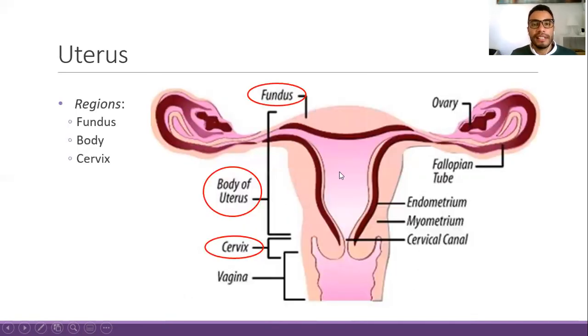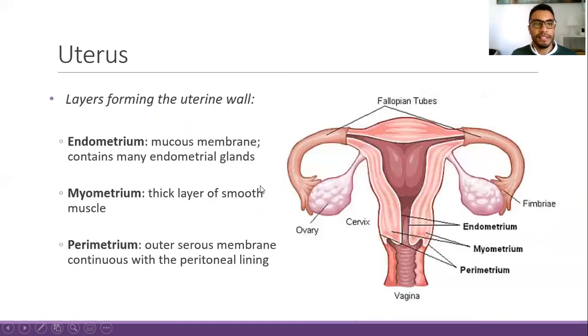The uterus has some regions. The superior region is called fundus. This area here is called the body of the uterus, and the most inferior region is called cervix. So the cervix is also the neck of the uterus. Okay, so those are the areas, and those are the layers that constitute the uterine wall.